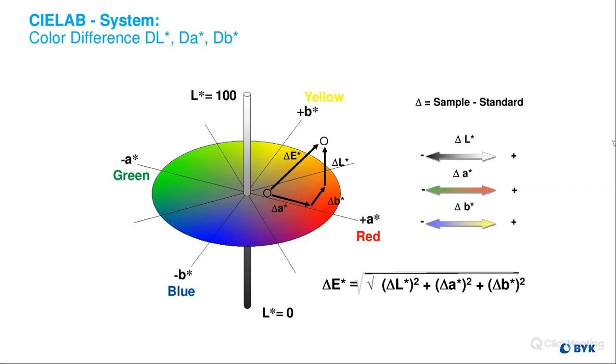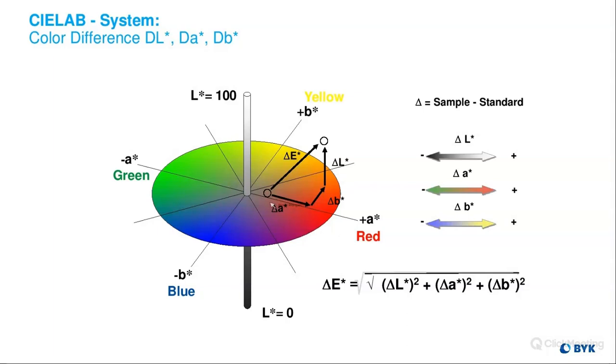Normally when we're looking at colors, we're looking at the difference, usually the difference between the sample and the standard. To find that, we have the delta E star, which is the first equation we're going to look at. It was developed in the 1960s, and it's a fairly simple equation that includes the delta L value, the delta A and the delta B, and then square roots it all.